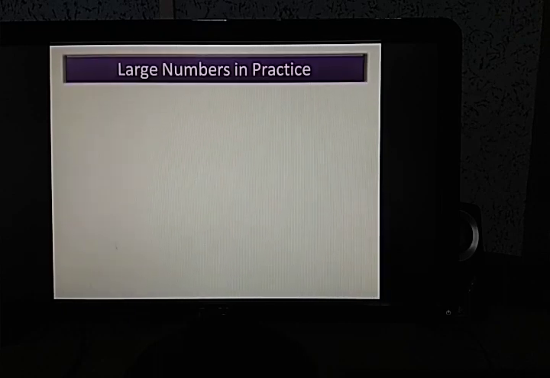In the earlier class, we have discussed the different systems of numeration, that is the Indian system of numeration and the international system of numeration. We have also seen the differences in both the systems of numeration. So moving on with the next topic in our chapter, today we'll be discussing large numbers in practice.